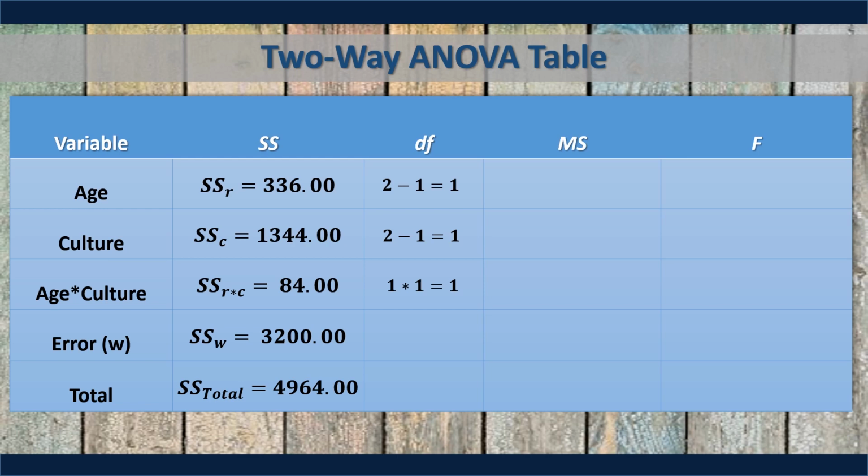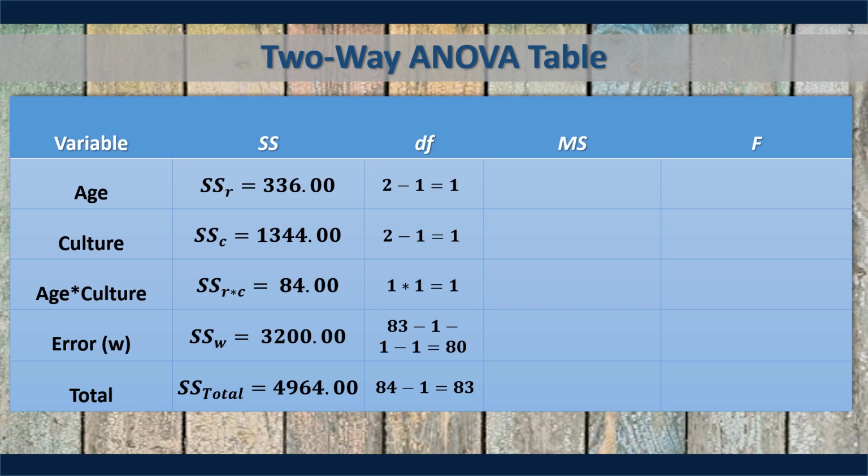The total degrees of freedom is calculated by the total sample size, 84, minus 1. We calculate degrees of freedom for unexplained variance by taking the total degrees of freedom and subtracting the degrees of freedom for age, culture, and the interaction term to give us degrees of freedom within of 80.